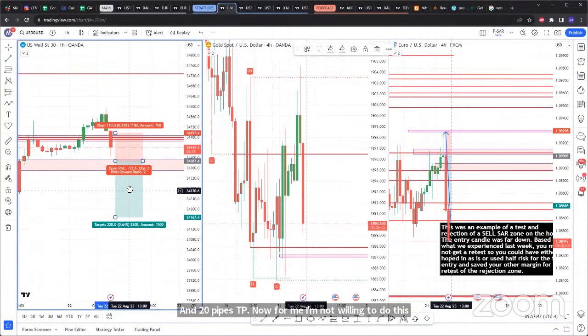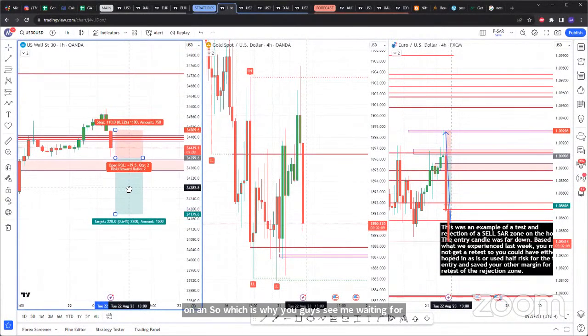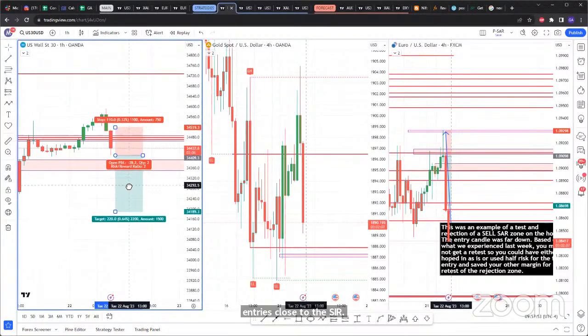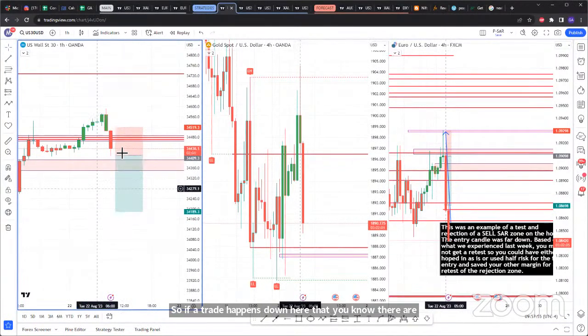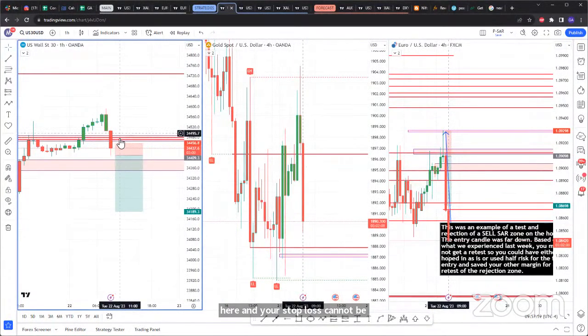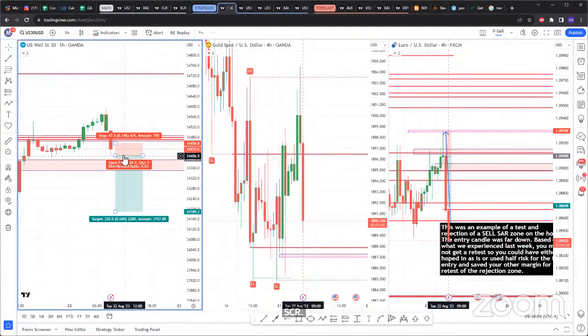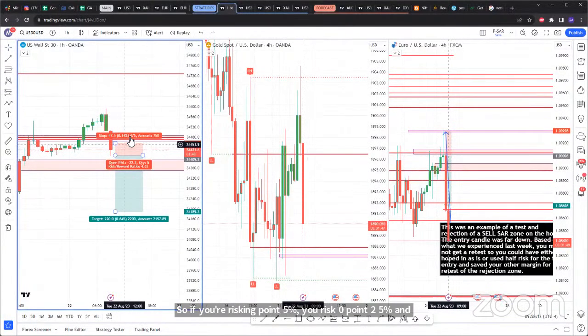So which is why you guys see me waiting for entries close to the SAR. So if a trade happens down here, there are a couple of things you can do. If the trade validates here and your stop loss cannot be above the SAR, for example in this sell, you can do one of two things. You can enter first with, if you're risking 0.5%, you risk 0.25%, and then you save your other 0.25% for any retracement up.